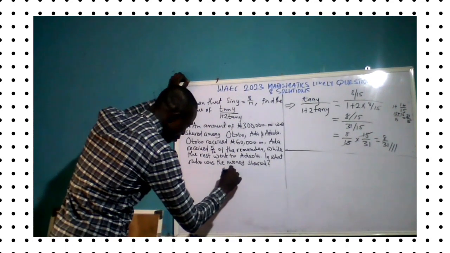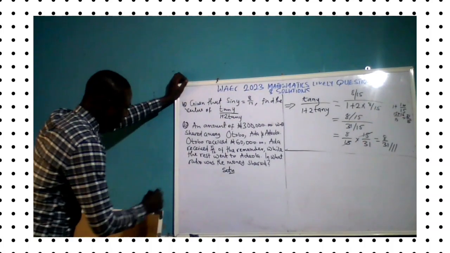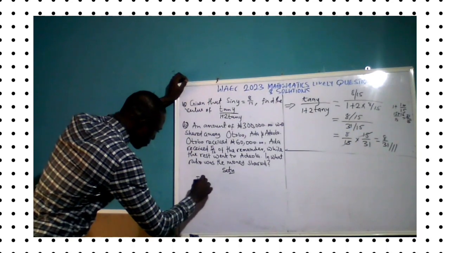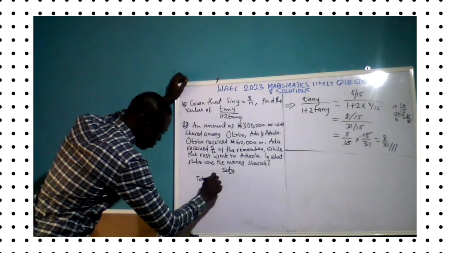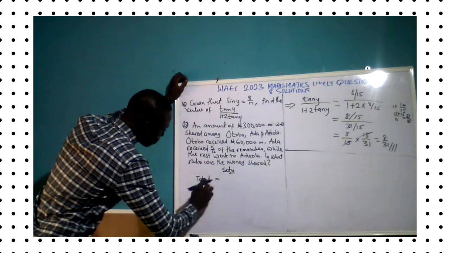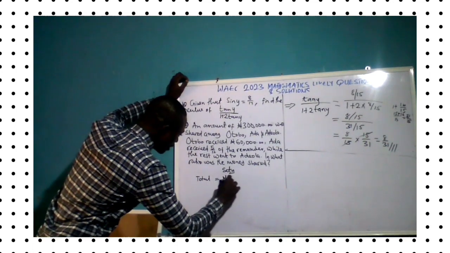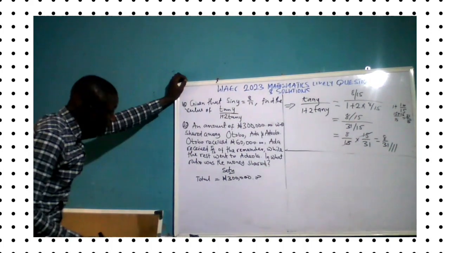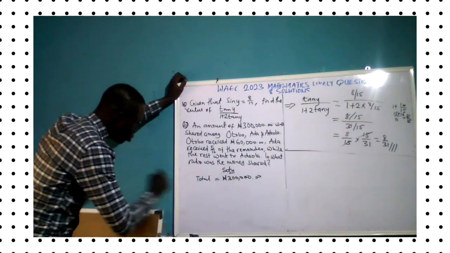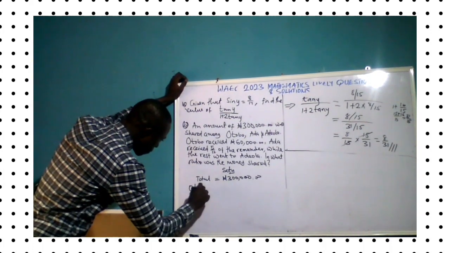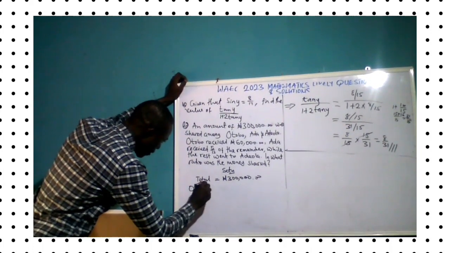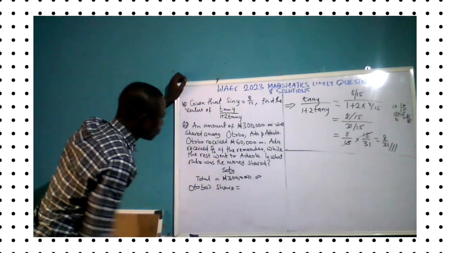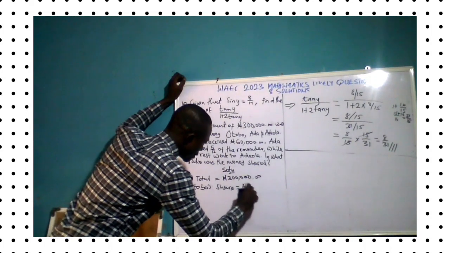Now, solution. Let's start by interpreting it. The total amount is 300,000 naira. Now let's look at Otobo's share. Otobo's share is given to be 60,000 naira.